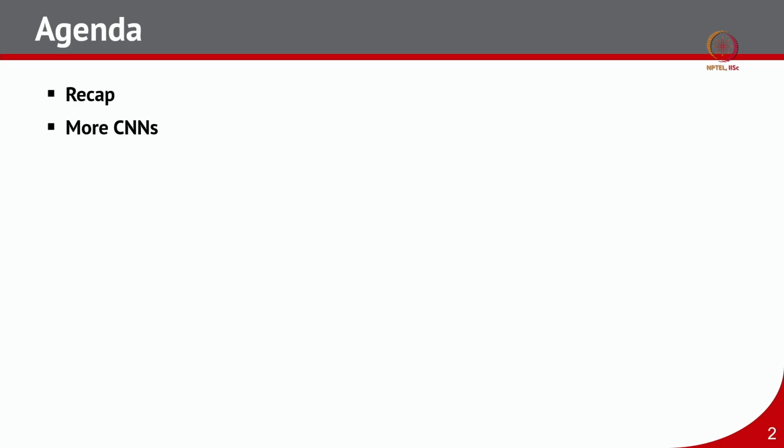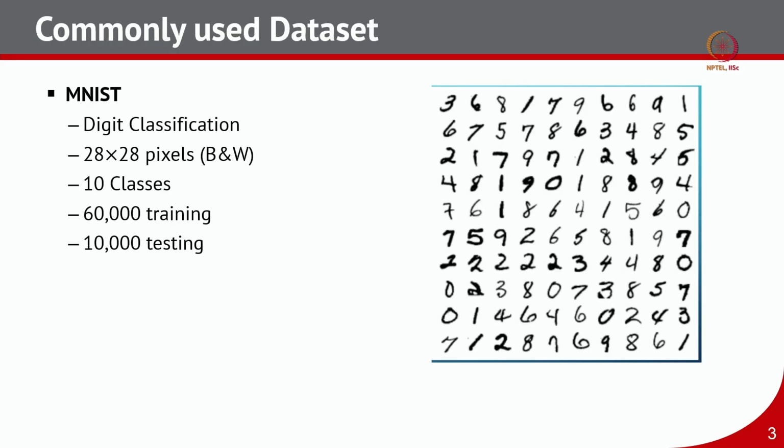I will give you a brief recap of what we discussed in the last lecture, and then today we will discuss more CNNs. In the last lecture, we discussed the MNIST dataset, which is one of the most commonly used datasets for these DNNs. It is mainly used for handwritten digit classification. You can see that there are multiple handwritten digits, and the role of the underlying CNN is to recognize the digits.